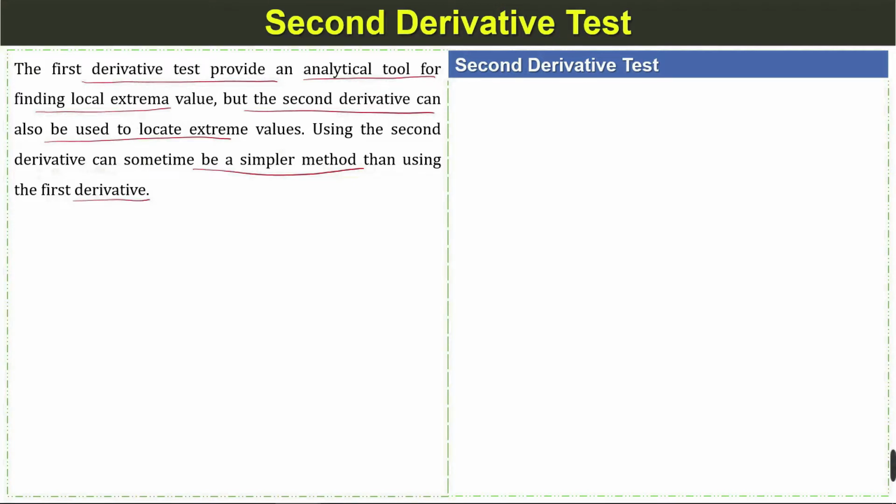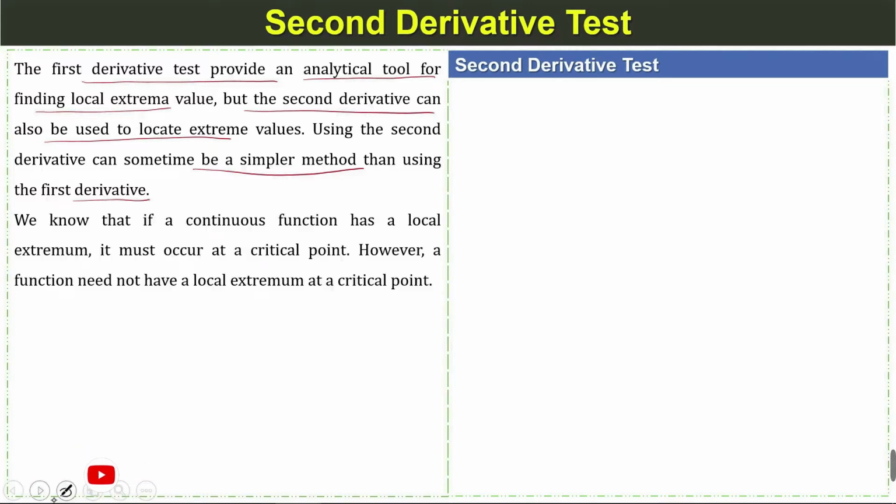So we can find the local maximum value and the local minimum value of the function using the second derivative test, and it is a simpler method than the first derivative test. I have already discussed the first derivative test, how we can find the local maximum and the local minimum value of the function using it. I will provide the link in the video description. You can watch about the first derivative test.